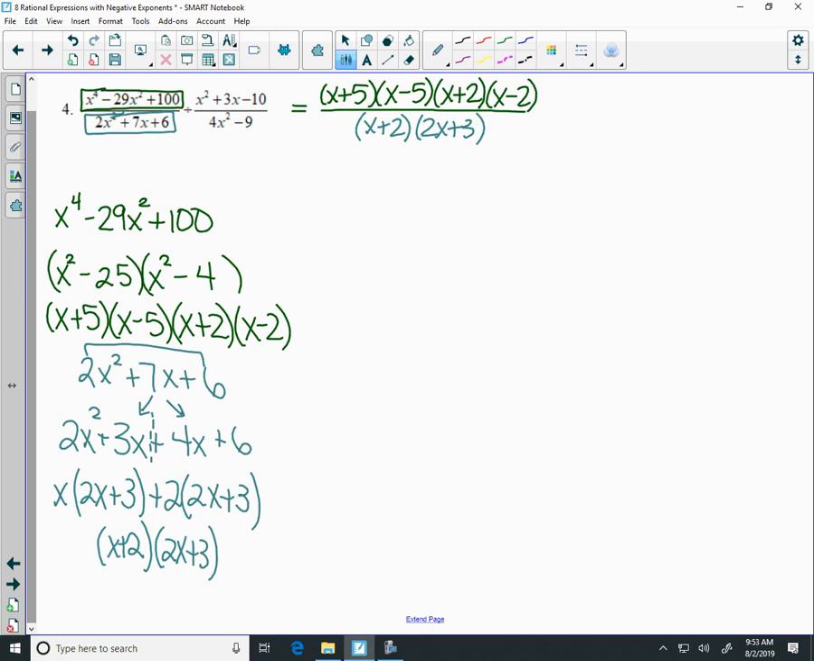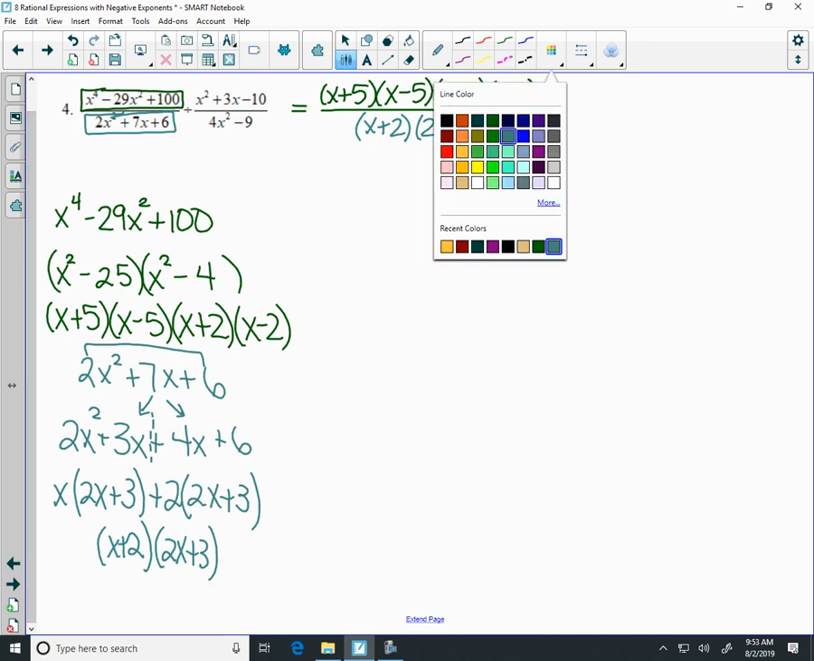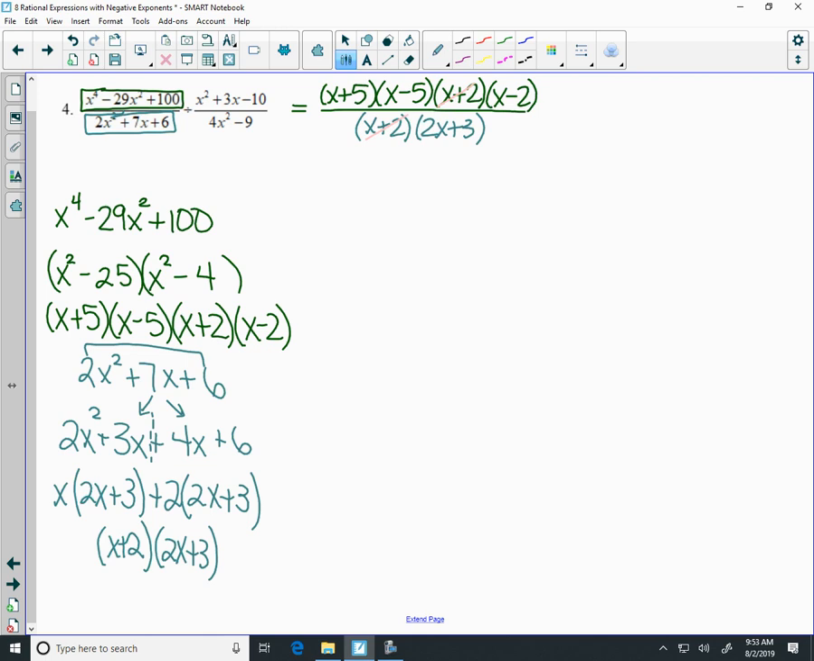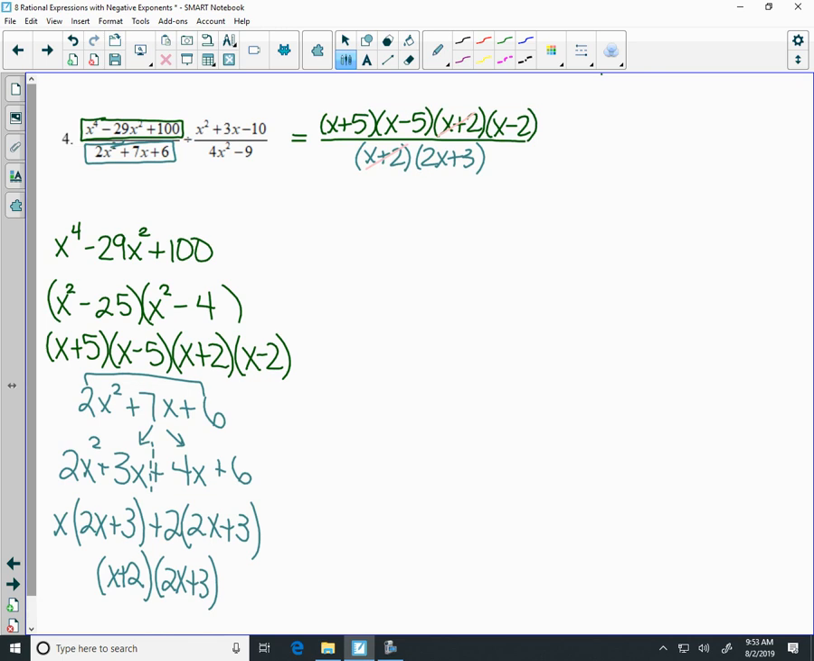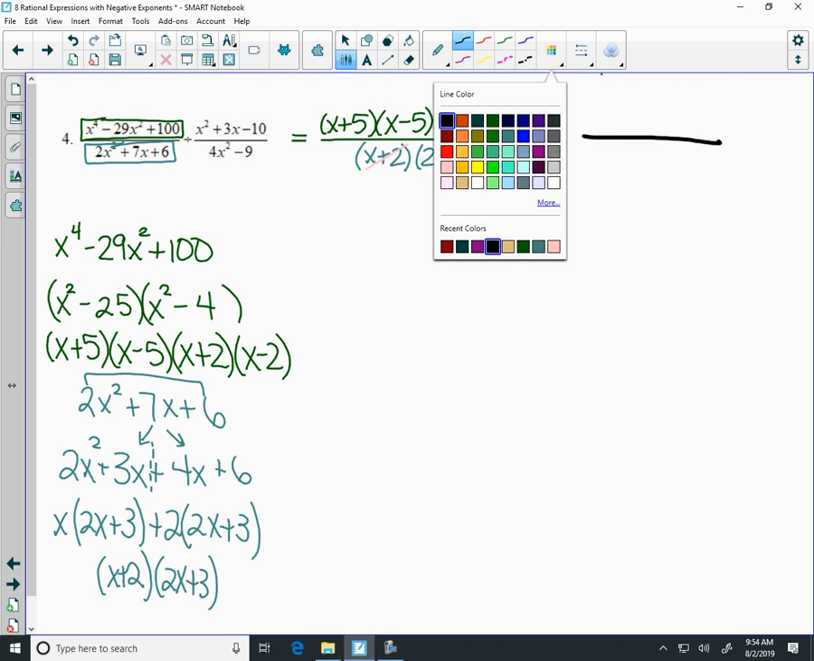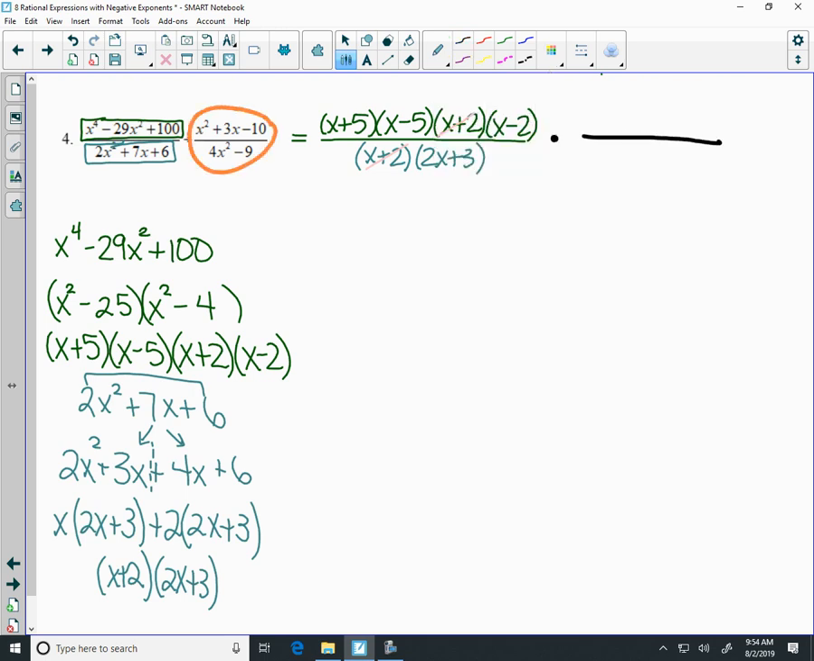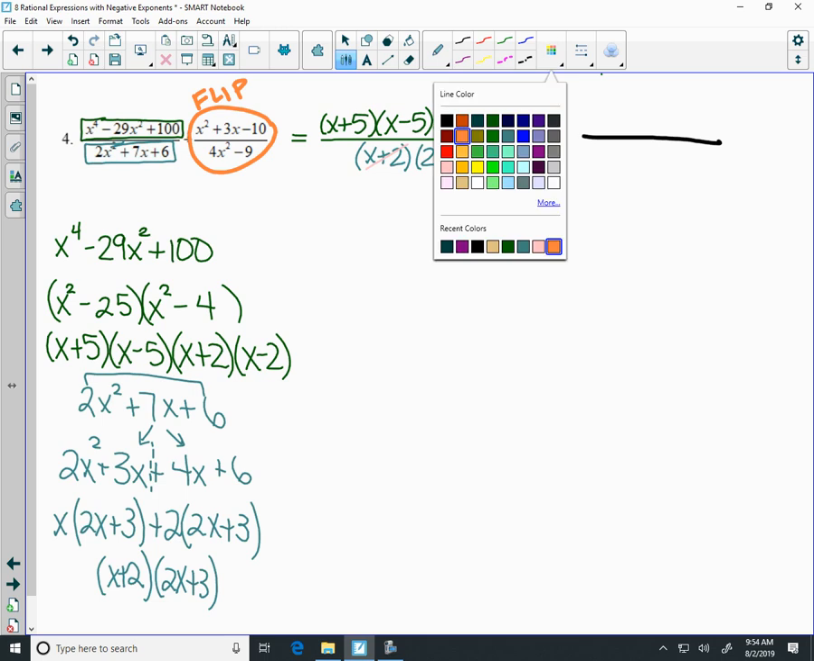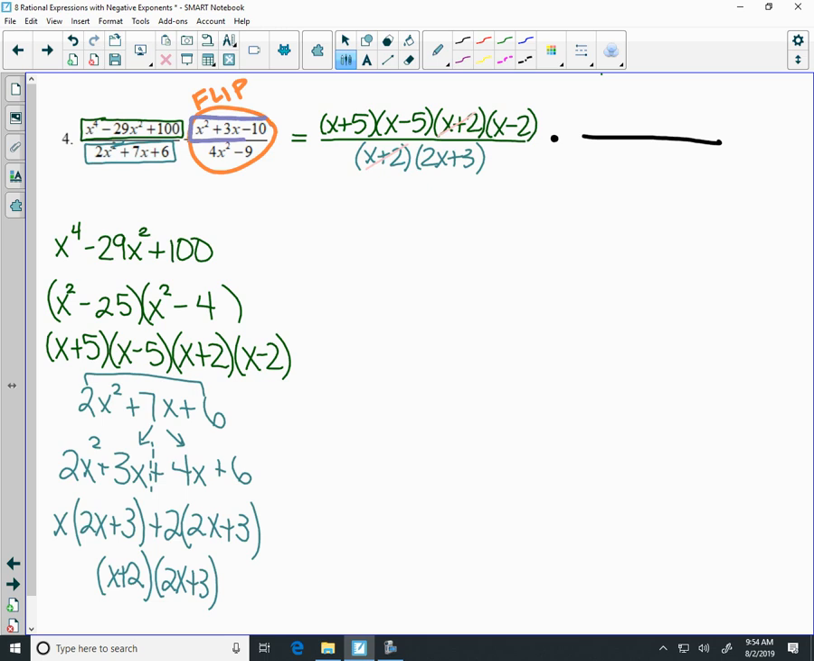I already see something that I can cancel. I have an x plus 2 on top and an x plus 2 on bottom, so I'm going to go ahead and cancel those. Now don't forget that we have factoring to do on the other side. Let's go ahead and make this into multiplication. So what we're going to need to do now is flip this. When I factor x squared plus 3x minus 10 off to the side, the factors that go with that, when I flip my fraction, are going to go on the bottom.